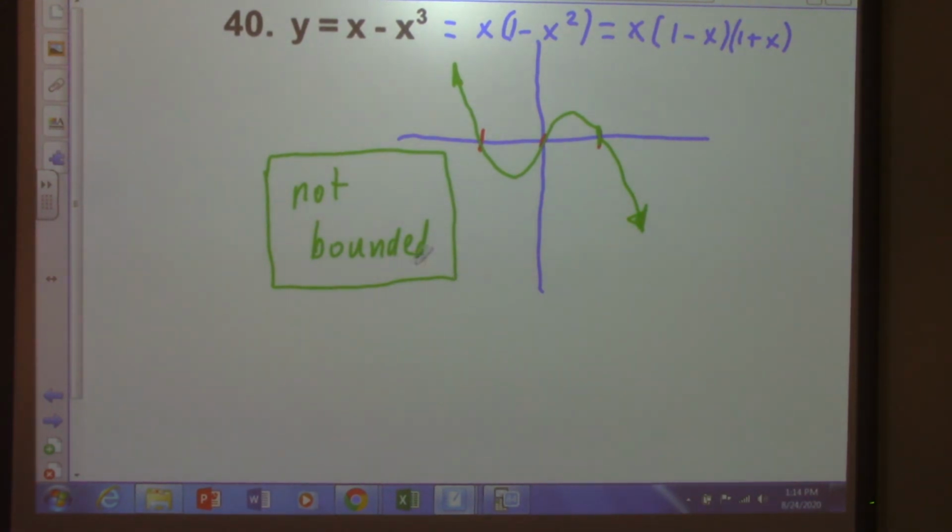Yeah, so if you restrict the domain of this function, say for -1 to 1, then the function would be bounded, right? But we don't have a domain restriction, do we? So therefore, this function is not bounded. But if there were a restriction, it would be bounded.